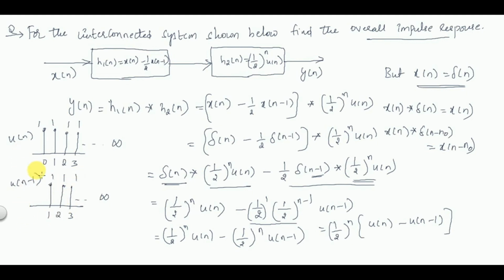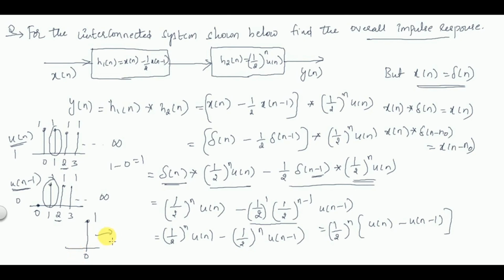If you take the difference of these two, at 1 the value is 1 minus 1, which is equal to 0. At 2 also it is 1 minus 1, which is 0, and at 3 also it is 0, and so on up to infinity it is 0. At 0, the value of u of n minus 1 is 0 and u of n is 1, so you get 1 minus 0, which is equal to 1. That means it is defined only at n equal to 0. So if you draw that, at 0 its value is 1.